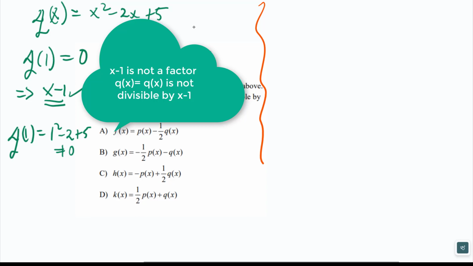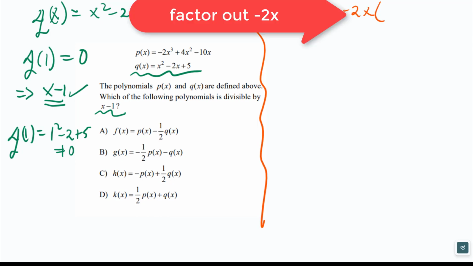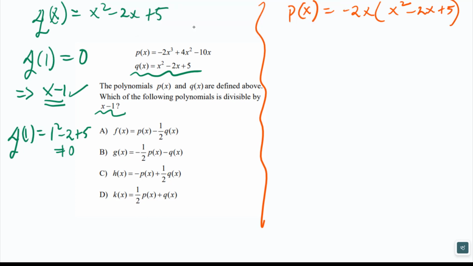So if I get that now, let me just switch up my colors. What I'm going to do now is look at my p of x. Just by looking at that, I know that I can factor out a negative 2. So if I factor out a negative 2, my result here is going to give me x squared minus 2x plus 5. So in essence, my p of x is the same thing as negative 2x times my q of x. So I know that p of x is going to be equal to that.